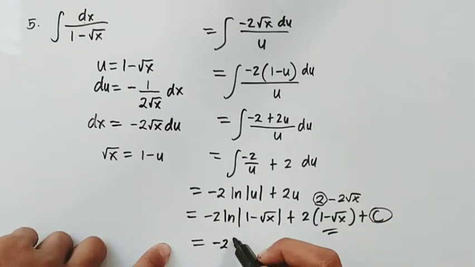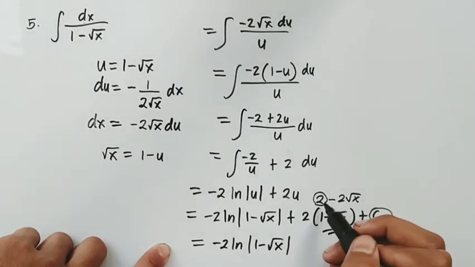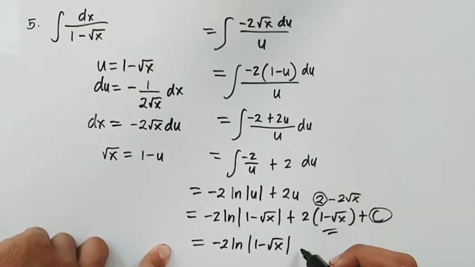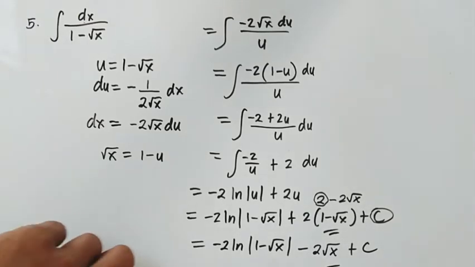Add them. Magiging negative ln of 1 minus the square root of x. Constant plus constant is still constant. So, wag na natin isulat yung 2. Ito na. Tapos plus c. Ito na yung final answer natin.